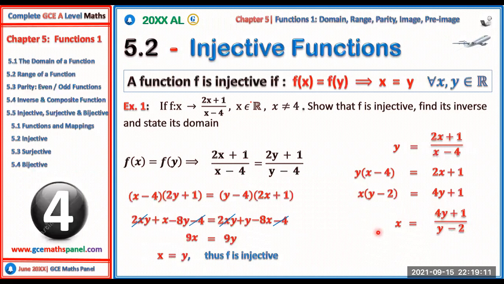So what is the domain? Or let us first of all get the inverse function to be f inverse of x equals 4x plus 1 over x minus 2. So this is the inverse now.